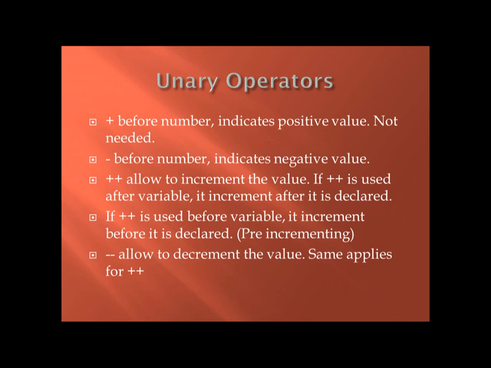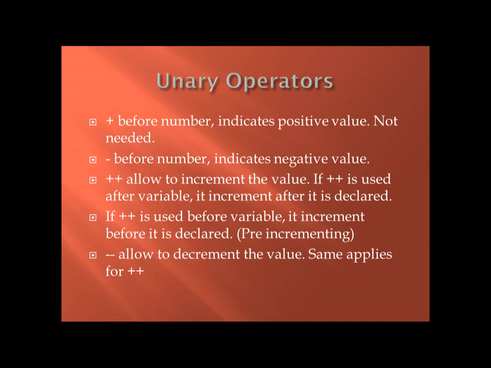The next one is the unary operator. This is where the increment and decrement happens. If you want to use negative, use minus before the number, a negative value. So let's use a variable i. It can be any variable you want. Let's use i. i plus plus.